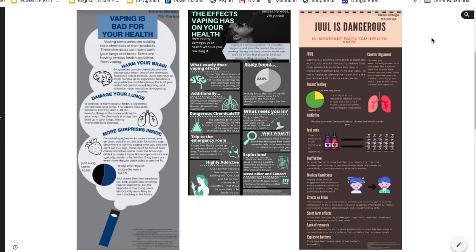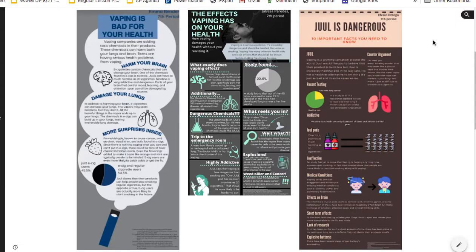Remember, we've looked at lots of argumentative text, and that claim is what the entire paper or what the entire graphic is trying to convince the audience of. Notice that these are statements. They are not questions or fragments. They could be whole sentences that you could input as the thesis or claim in an argumentative text. So I've got some examples. Vaping is bad for your health. The effect vaping has on your health. And Juul is dangerous. So these are all things that have to do with vaping being bad for your health. And so that is the research that has been put on the infographic.